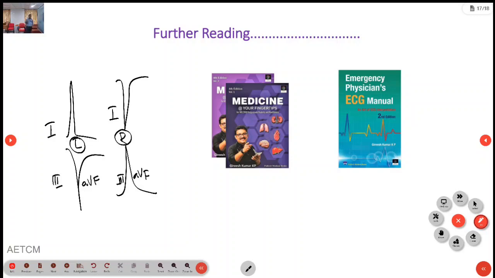But if you want to learn in a better way, go for the second method and identify the isoelectric line, the isoelectric QRS complex, and see the 90-degree axis and see which leads coming in that area are positive. Then you find out the axis.